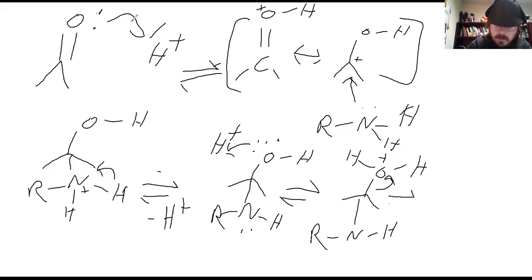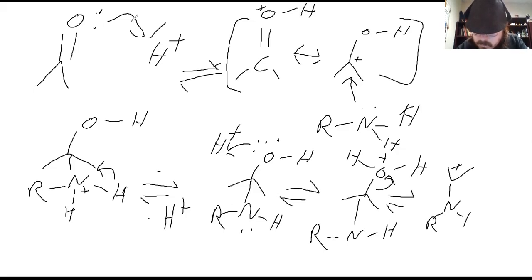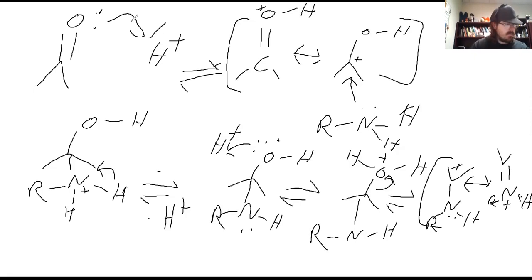So that gives us our intermediate, which is either positive there, or the lone pair has formed our double bond and the nitrogen is positive. Once again, from that positive nitrogen, we can be deprotonated again, and we form our imine.